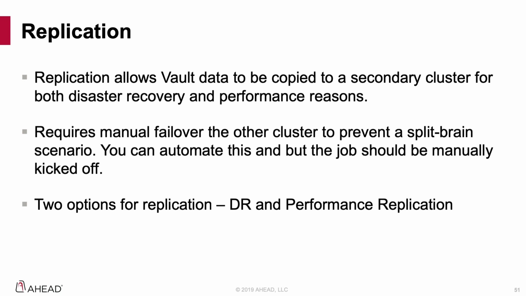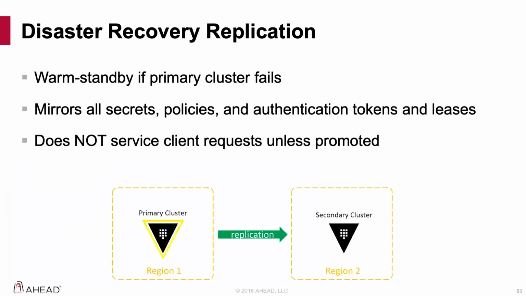there's actually a failure. So there are 2 options for replication here: DR and performance replication. We'll touch on those here. DR replication is basically a warm standby if the primary fails. It mirrors everything in Vault. It mirrors secrets, policies, and it also mirrors the authentication tokens and leases.